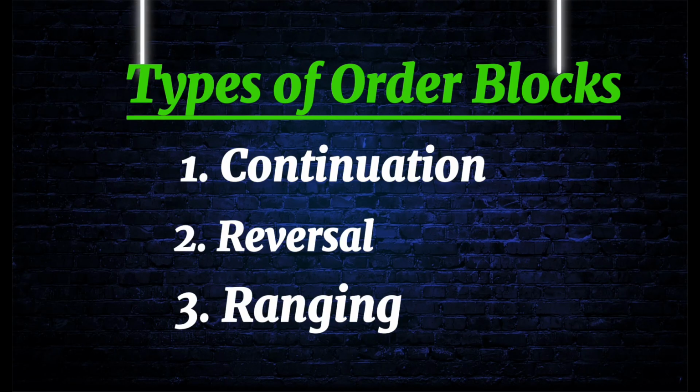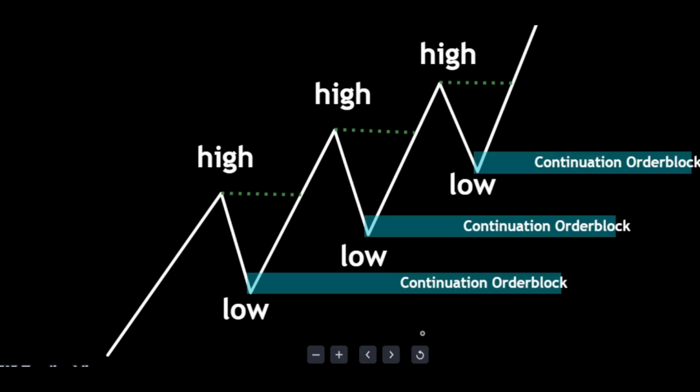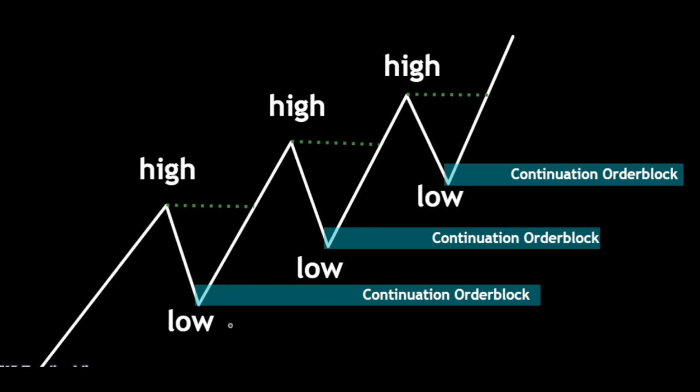Now, guys, based on the market structure concept, three kinds of order blocks exist in the market: continuation, reversal, and ranging. We are looking at a typical uptrend now, where the market is making highs and lows, highs and lows. Looking at the order block here, for an uptrend, you're going to be waiting for the market to come back to any of those levels.